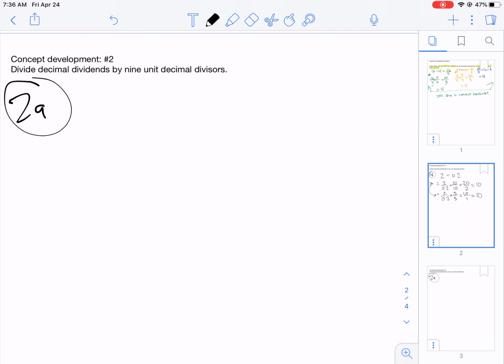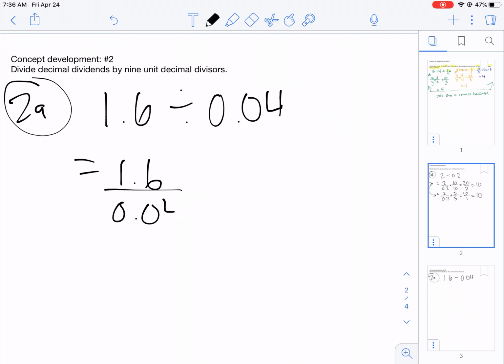So let's try this. We have 1A, which is 1 6/10 divided by 4 hundredths. Okay, and how can we write this as a fraction? Good. This is the same as 1 6/10 over 4 hundredths. And we multiply it by a number that is equivalent to 1, a fraction that's equal to 1. But remember, we're working in hundredths, so what are we going to multiply it by? 100 over 100. Good job.